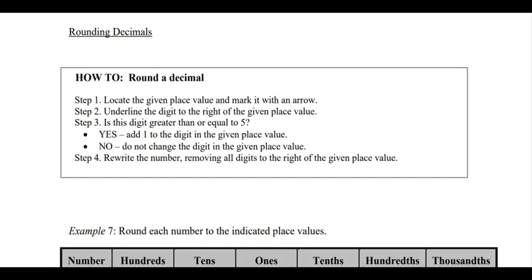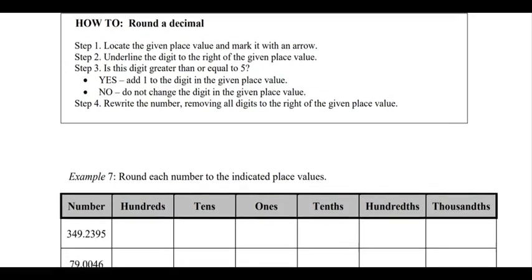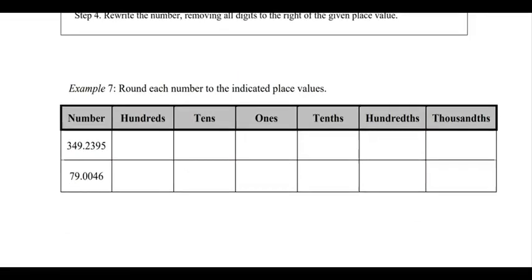Is this digit greater than or equal to 5? If yes, add 1 to the digit in the given place value. If not, do not change the digit in the given place value. Step number 4, rewrite the number removing all digits to the right of the given place value.